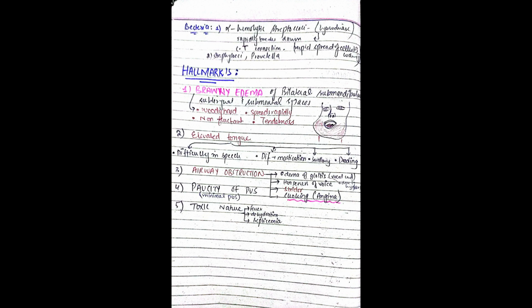The third important hallmark is airway obstruction. Airway obstruction could be due to this elevated tongue posture, or due to edema of the glottis. It could result in hoarseness of voice, stridor and choking, and due to the choking it is known as angina. The fourth important hallmark is paucity of pus, that is, minimal pus. And the fifth and last important hallmark is the toxic appearance, which involves fever, dehydration and septicemia.